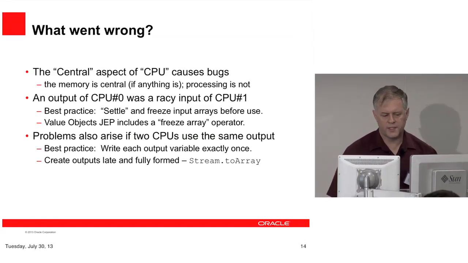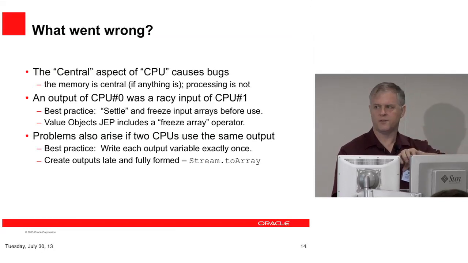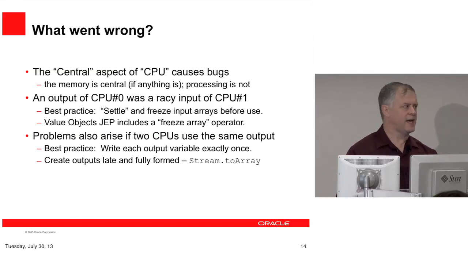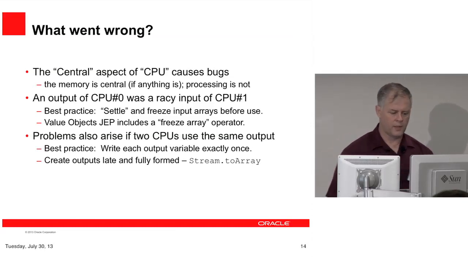So this is one reason that the value objects JEP includes not only frozen instances but also frozen arrays, so that you can safely create output values that can then be shared, and you can make proofs about the data being settled and not being tweaked accidentally while you're in the middle of reading it for the next phase of your calculation. Of course, there's also the double write problem.